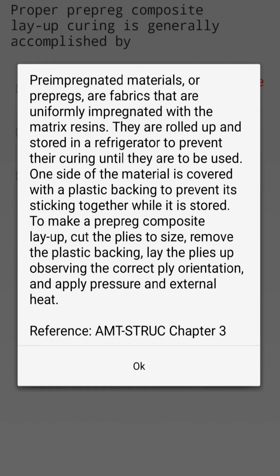Pre-impregnated materials, or prepregs, are fabrics that are uniformly impregnated with the matrix resins. They are rolled up and stored in a refrigerator to prevent their curing until they are to be used. One side of the material is covered with a plastic backing to prevent its sticking together while it is stored. To make a prepreg composite layup, cut the plies to size, remove the plastic backing, lay the plies up observing the correct ply orientation, and apply pressure and external heat.